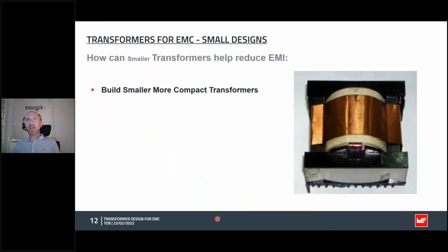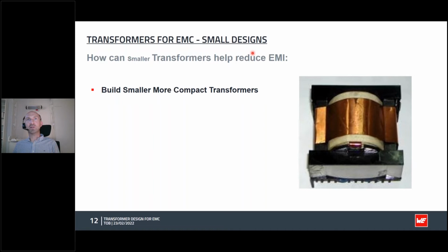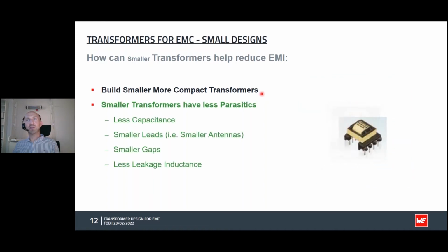Now, let's look at one, I guess, fundamental basic of transformer design for good EMI. And what is it? Basically, build as small a transformer as possible. Why does a reduction in size help you with your EMC? Well, basically, you have much less parasitics. When you have a smaller transformer, you have shorter cables, usually smaller leads, smaller air gaps, less parasitic capacitance in there, just as a function of the size, and then less leakage inductance too.